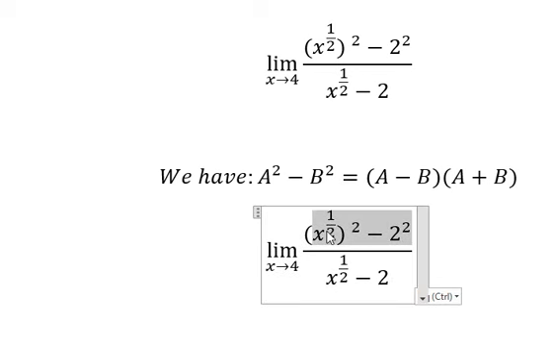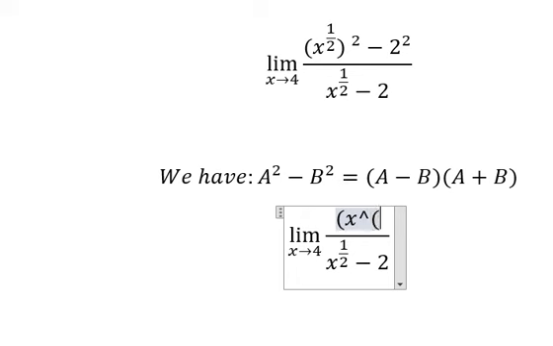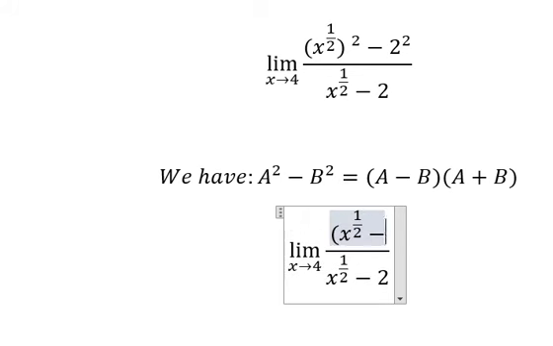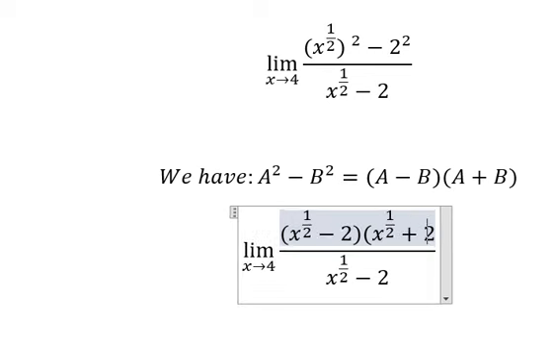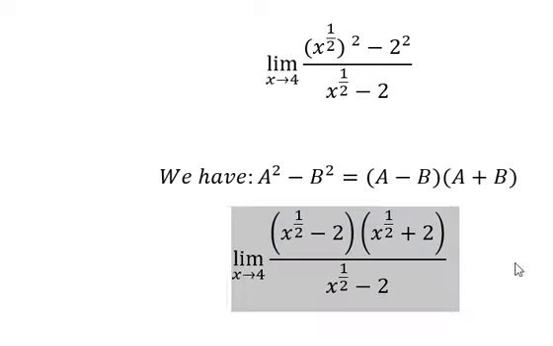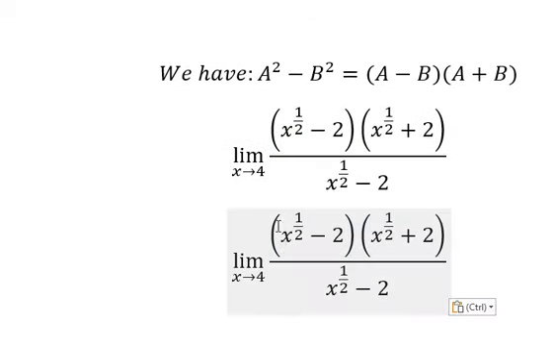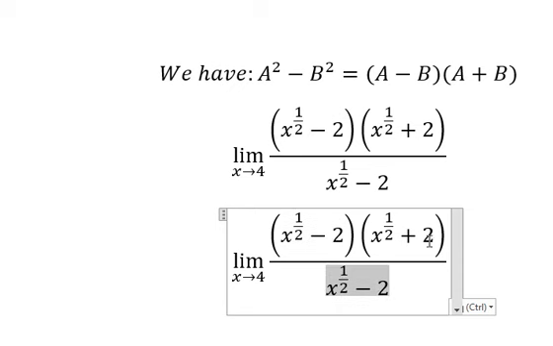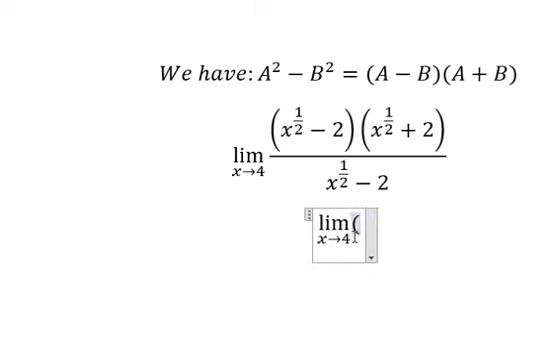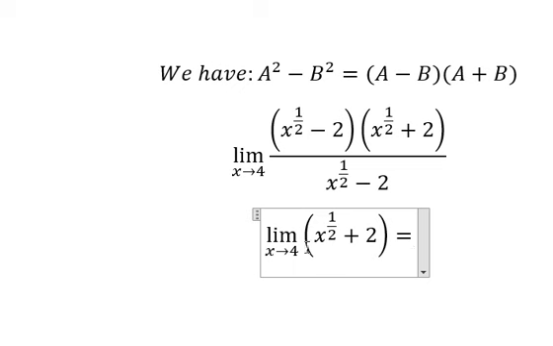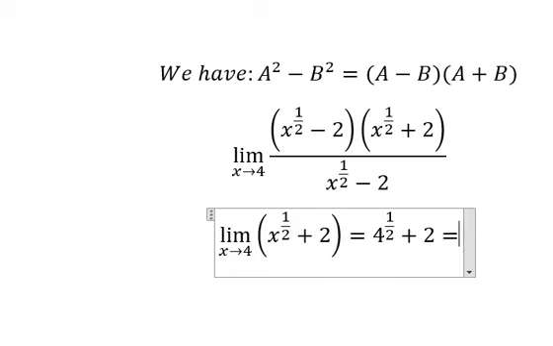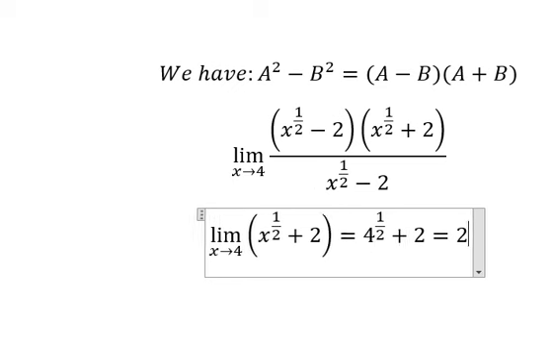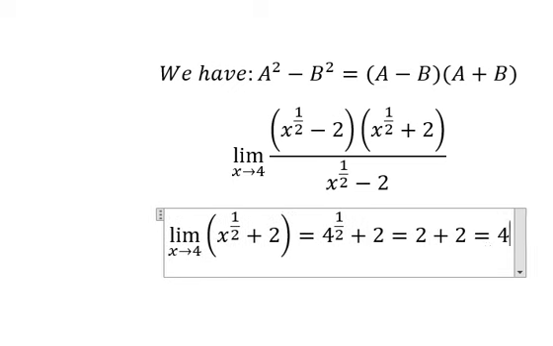This one we can put into s to the power of 1 over 2 minus number 2 and s to the power of 1 over 2 plus number 2. Now we need to simplify this one and this one. Now we put number 4 here. This one we have 2 plus 2 and we have number 4. And that is the final answer.